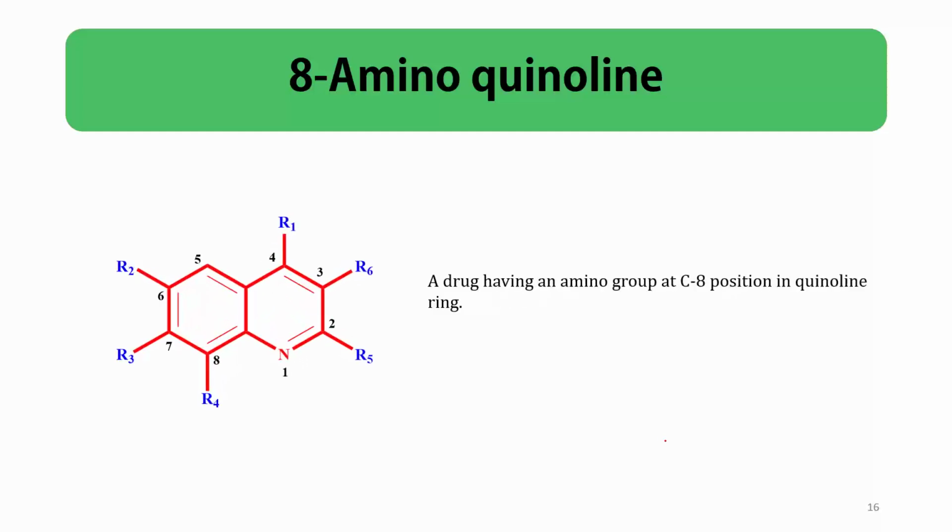Next we will switch to the SAR of 8-aminoquinoline. We will first take a look at what 8-aminoquinoline is, just a little idea about that one. The 8-aminoquinoline has an amino group at the C8 position. In the previous 4-aminoquinoline, we had the amino group at the C4 position, and here we have the amino group at the C8 position. So the numbering is the same. Here is the C8 position, and here we put the amino group and the side chain.